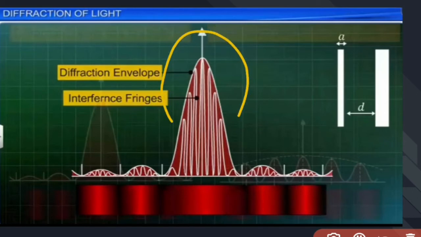In the central maximum, how many interference fringes are there? This is the central maximum, that outer envelope. Within that central maximum, how many interference fringes are there? That is what is given. For 10 fringes to be there within the central maximum, what should be the width of the slit? What you have to do is equate the width of the central maximum of the diffraction pattern with 10 times the fringe width of the interference pattern. With that, you will get the width of each slit.